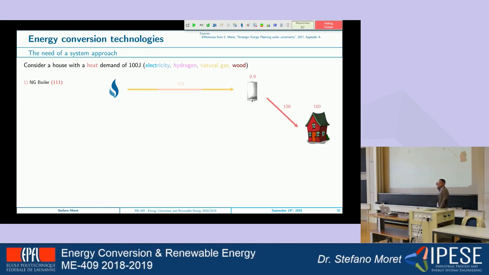Let's say the boiler is 90% efficient. So for 100 units of heat, you need 111 units of natural gas. This is the first option, and of course it has a problem: it might be relatively cheap at current prices, but it also causes CO2 emissions, as you know.